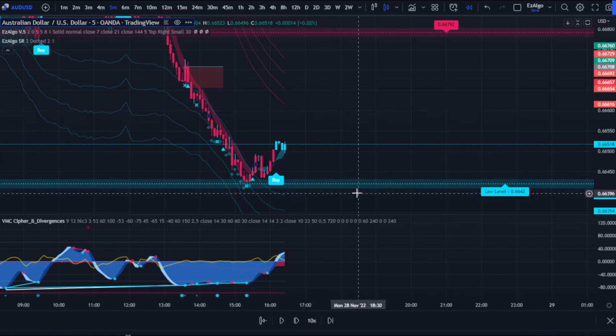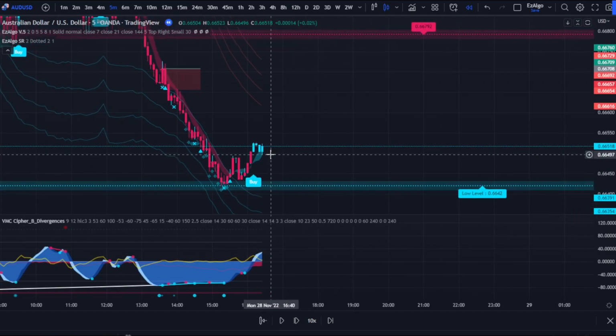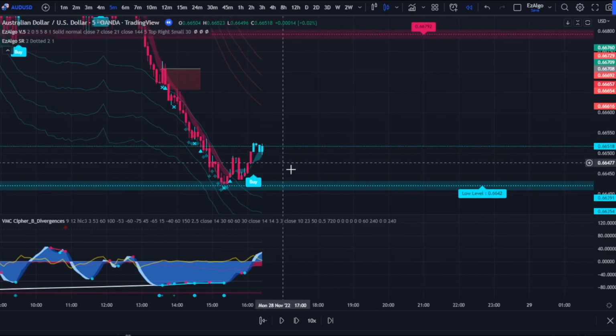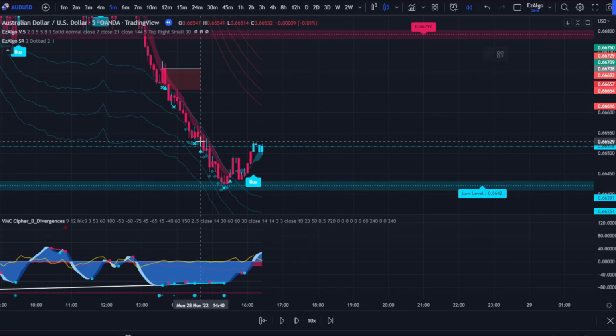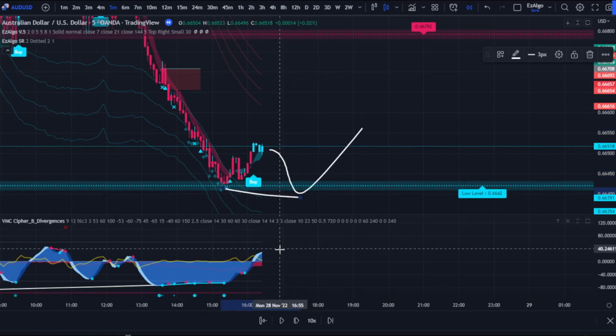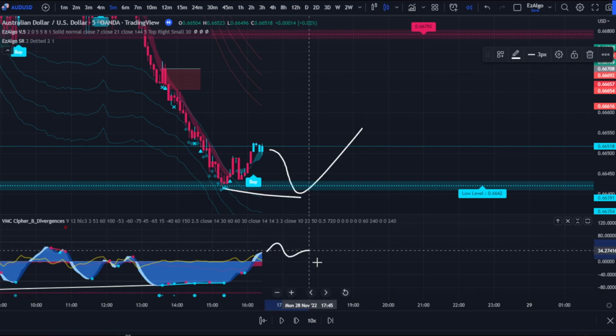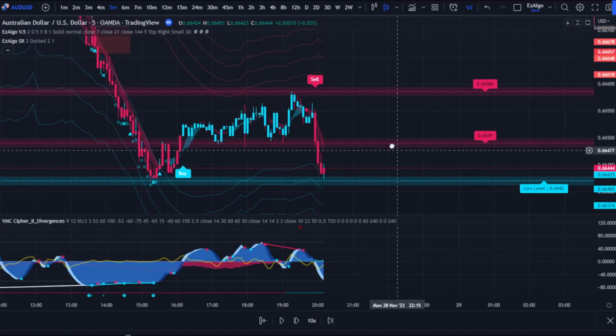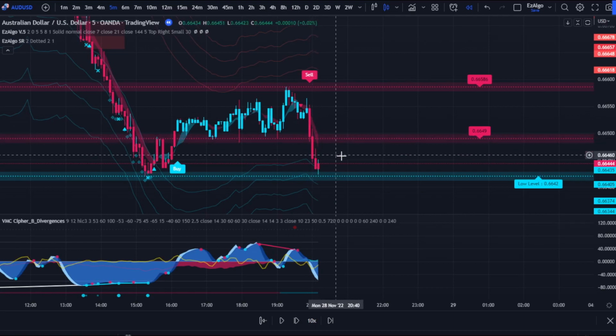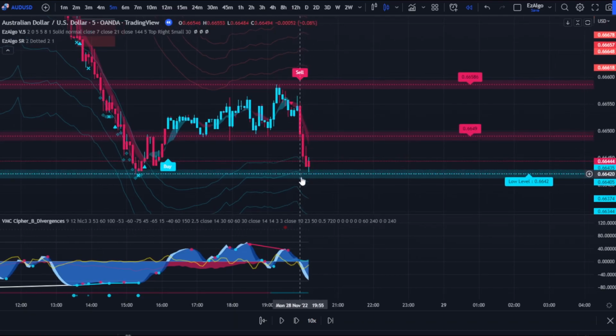And now since we formed a new low level, we're going to be looking for a divergence here with a lower low going below this low level, something like this, where price is making a lower low as the momentum waves are making a lower high, something like that. And there we have it.